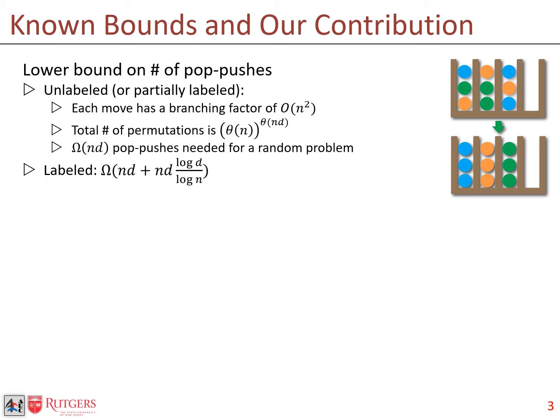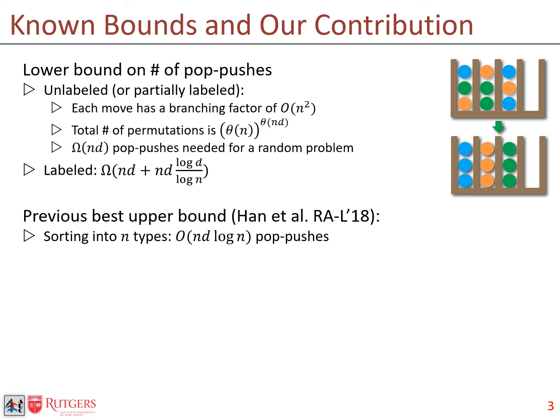Now for the labeled setting, we will require a little bit more. That is, we might need nd log d over log n pop pushes. In terms of the upper bound, the previous best known upper bound is by Han et al. from ICRA 2018. For the unlabeled setting, they provided an nd log n algorithm, and for the fully labeled case, they provided an algorithm that can compute a solution within nd log n plus log d pop pushes.